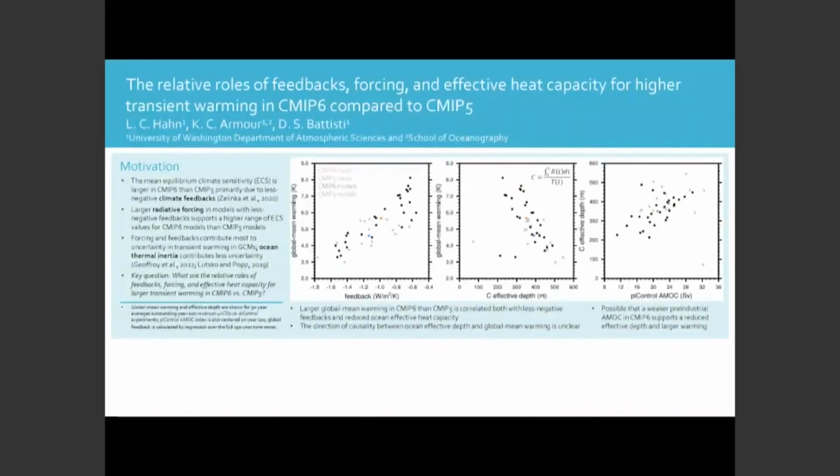I'm a graduate student at the University of Washington working with Kyle Armour and David Battisti, and I'll show some super preliminary results looking at the relative roles of feedbacks, forcing, and effective heat capacity for higher transient warming in CMIP6 compared to CMIP5.